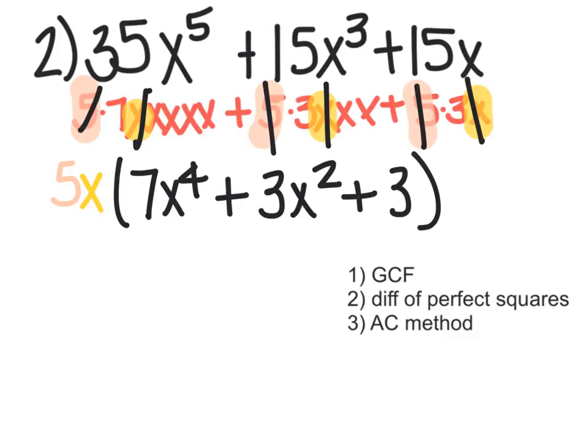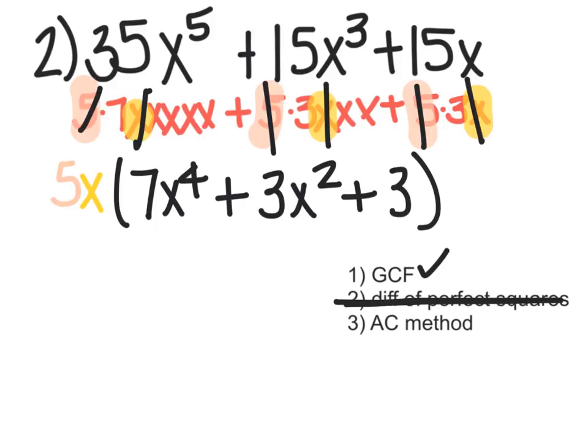So that's the first step, I've figured out the greatest common factor, so that part's done. The next thing I look for is, is there a difference of perfect squares? Well, I know it's not, because difference means subtraction, and there's no subtraction here. Second thing is there's perfect squares. There are no perfect squares in this problem. 7 is not and 3 is not. So there's not a difference of perfect squares.